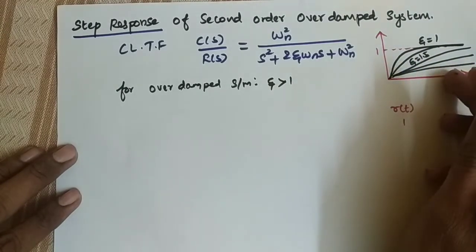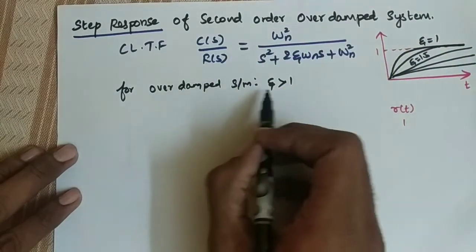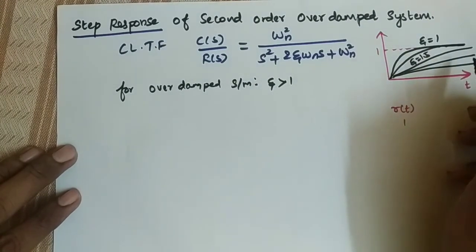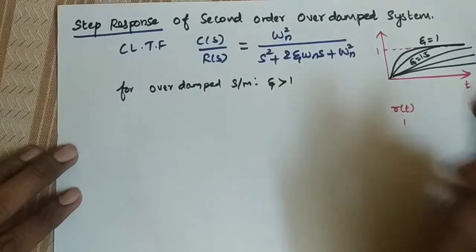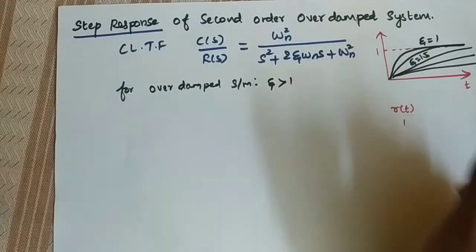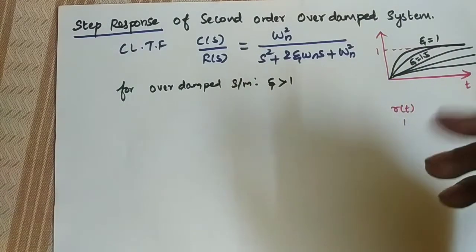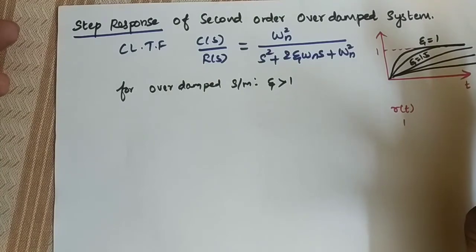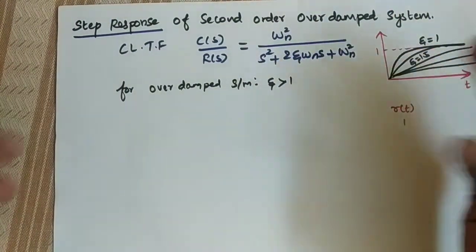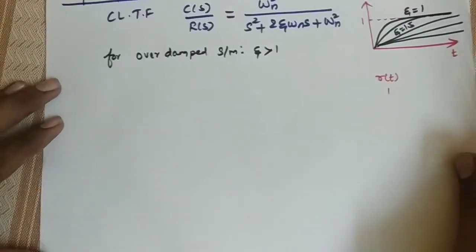The system response is completely dying. While increasing the value of eta greater than 1, the system response is very poor, and that is why we say this is an overdamped system. The damping we are applying to the system exceeds the main requirement. That is what we call an overdamped system. Okay, let's derive the equation now.